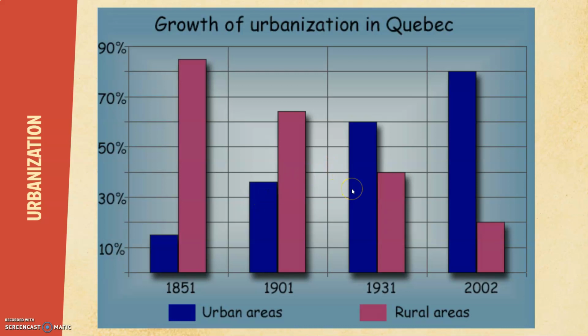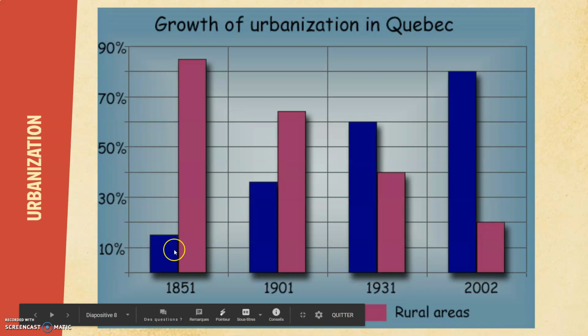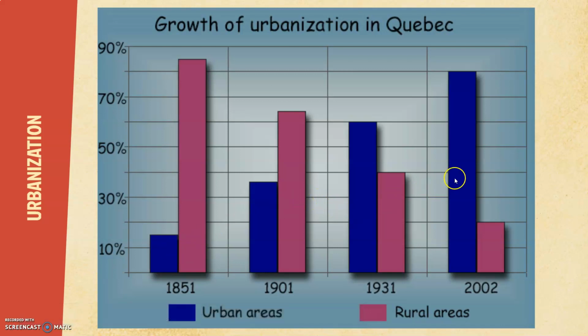And then look what's happening in 1931. More people live in the city than in the countryside. And in 2002, look at how many people live in the city and how many people live in the countryside. So urbanization happened in Quebec since 1851, and it's still increasing today because people go to the big cities because they will find a good job and they will gain more and more money.